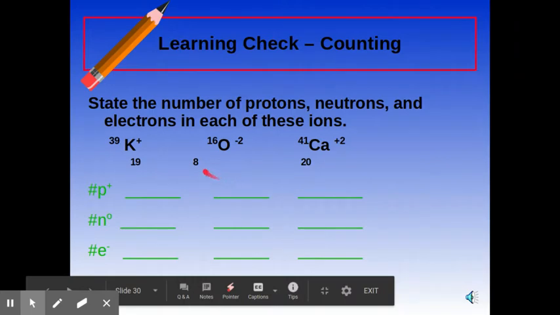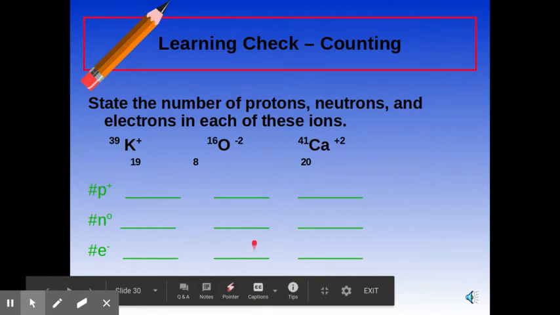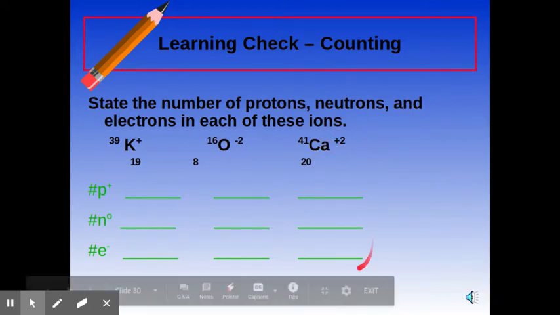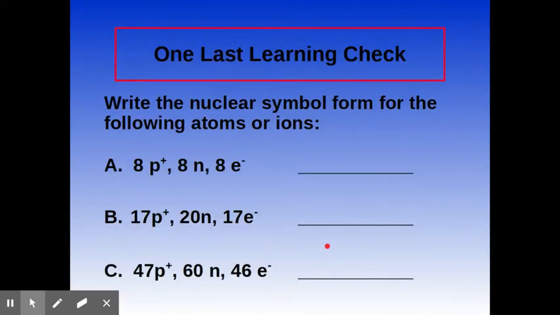Over here, 8 is the protons. 16 minus 8 gives me 8 for the neutrons. It would have had 8 protons and 8 electrons, except it gained 2, so now it has 10 electrons. Over here, calcium has 20 protons, 21 neutrons. It would have had 20 electrons if it hadn't lost 2, so it has 18 electrons. Did I say neutrons?